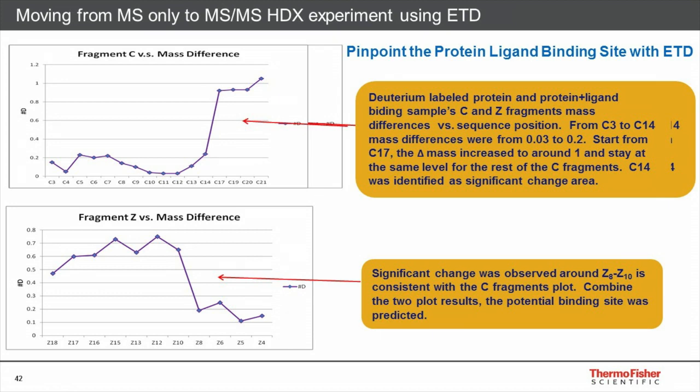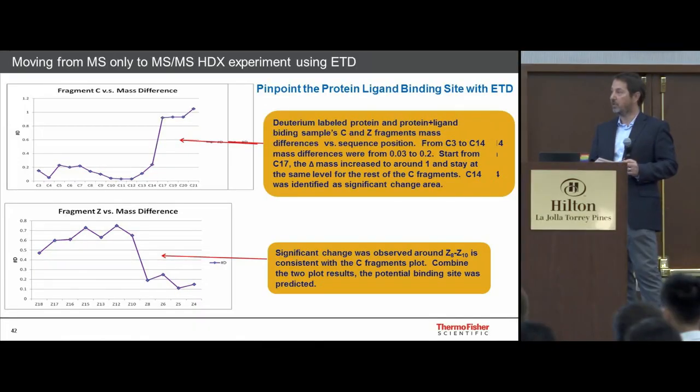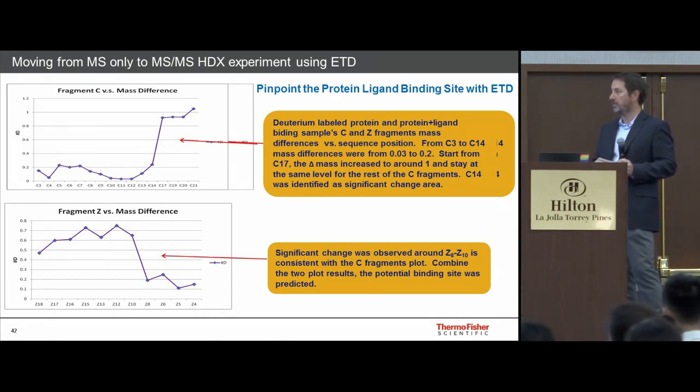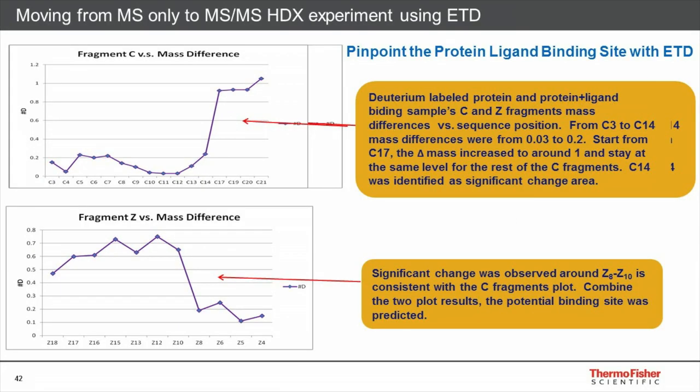That figure is actually a lot of data, because it represents the delta for each fragment ion between the protein and the protein-ligand. What you see here is more or less flat from C4 to C14. That means there's no difference between the protein and the protein-ligand. But between C14 and C17, you have a huge jump. That means that's where the ligand is, because when you have the ligand, you cannot have the deuterium, because the ligand occupies that amino acid. So now you have amino acid resolution at the ETD level.